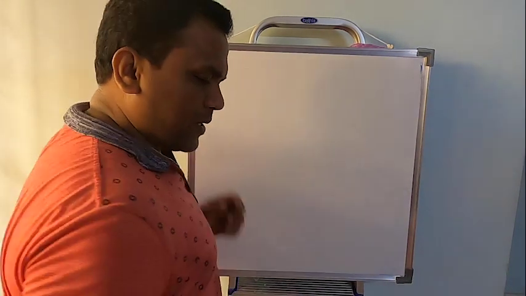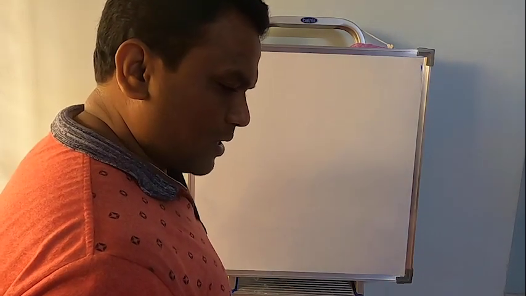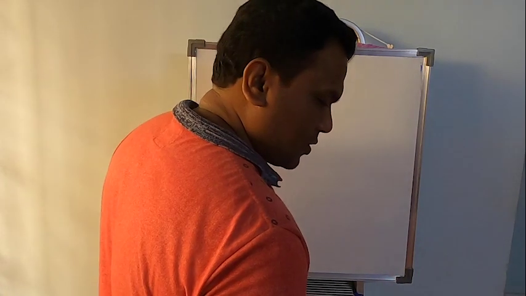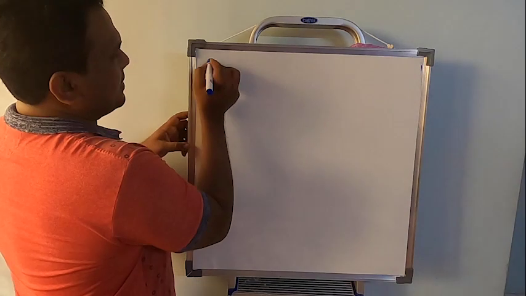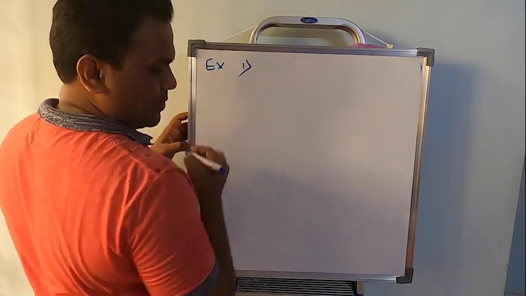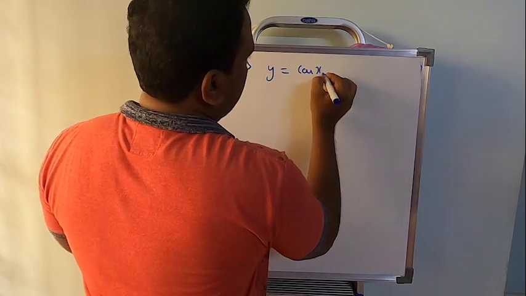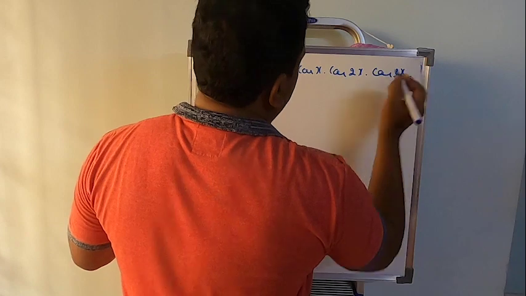Okay, so the next one, just try looking if there are any single term problems, and no, it's not there. So I'm going to start with the exercise, first problem, it is given as cos x multiplied by cos 2x multiplied by cos 3x.